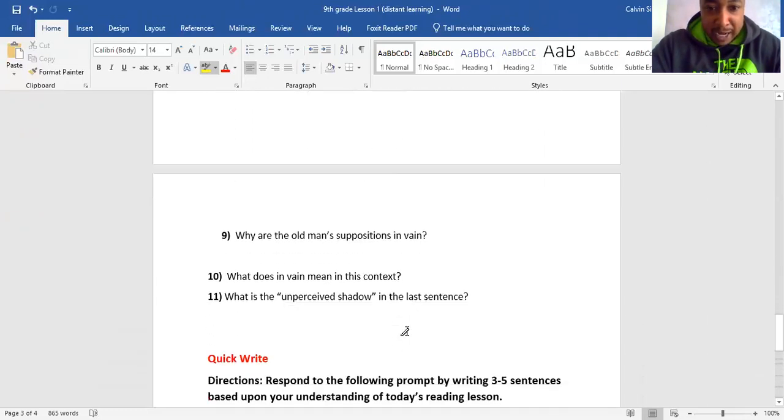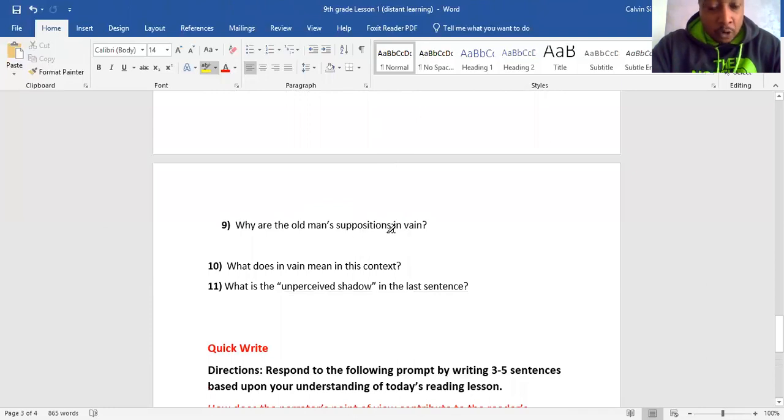Okay, scrolling on down, number 9. Why are the old man's suppositions or fears in vain? Number 10. What does in vain mean in this context? And I did not put a lot of space here between 10 and 11. You can try to space that, guys, and do what you need to do to put your responses there. I'm sorry for that. Number 11, what is the unperceived shadow in the last sentence?